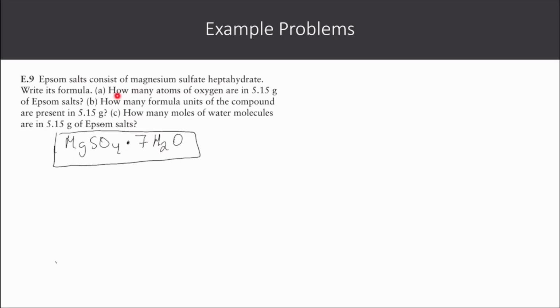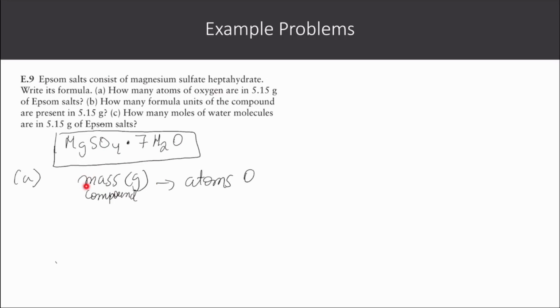For part A, we need to answer how many atoms of oxygen are in 5.15 grams of Epsom salts. Okay, so let's do part A. We're trying to go from mass in grams of this compound to the number of atoms of oxygen. So first we need to know the molar mass of this compound.